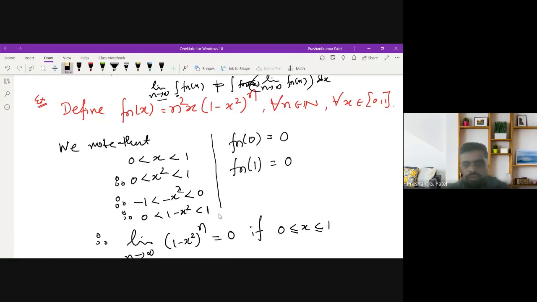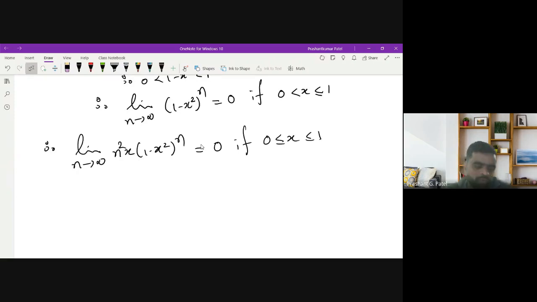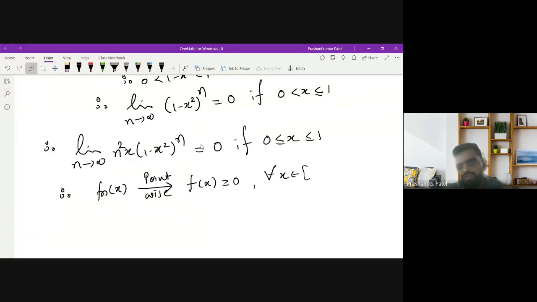And therefore now the limit of n tends to infinity of n square x times 1 minus x square power n will also be 0, because this quantity is tending to 0. If your x is any value between 0 and 1, then I can say that fn of x converges pointwise to f of x, where the function f is actually the 0 function for every x belonging to the closed interval 0 to 1.